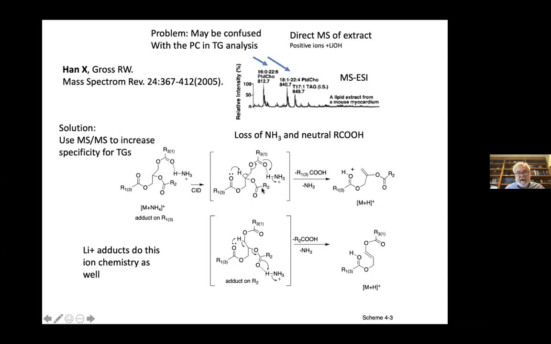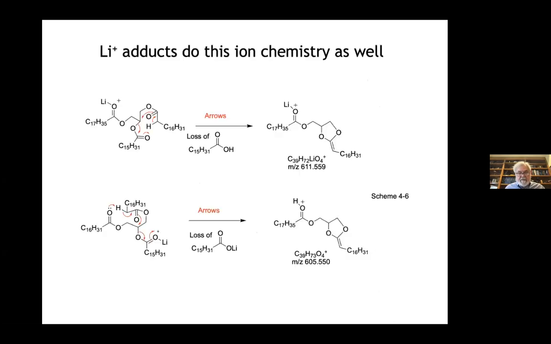And when you collisionally activate them, they lose ammonia and a fatty acid by this mechanism from either SN1 or SN2, the same sort of mechanism of the loss of the fatty acid as a neutral loss plus ammonia in this case. But lithium adducts do this same ion chemistry, and you can see that here. Here's a lithium adduct, same sort of ion chemistry, only in this case it's loss of the carboxylic acid, and you have the lithiated product ion here, either from SN1 or SN2. So you need to look at this chemistry to help you pull out the neutral lipids.